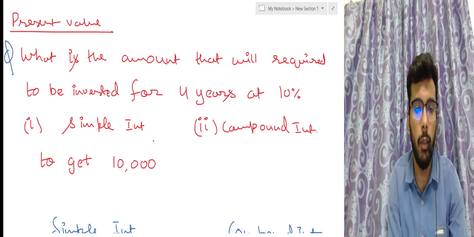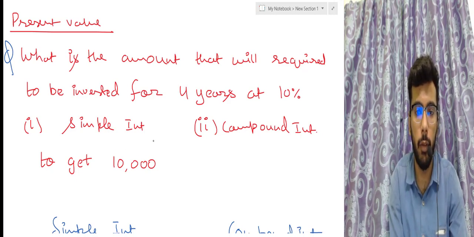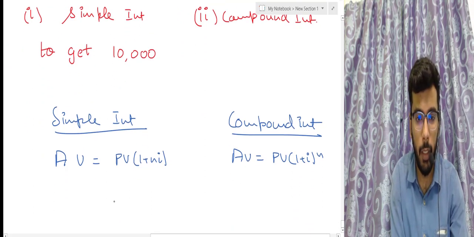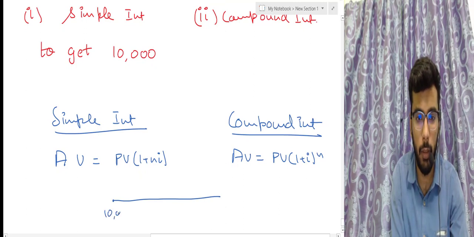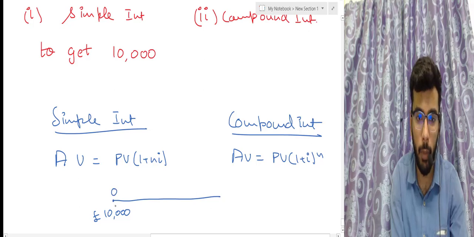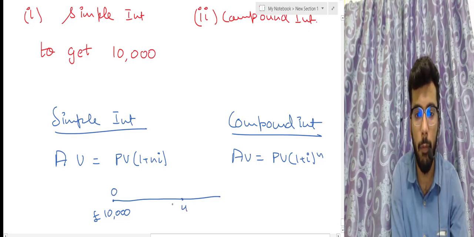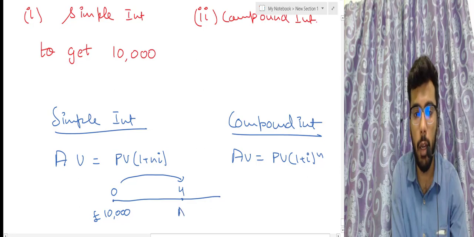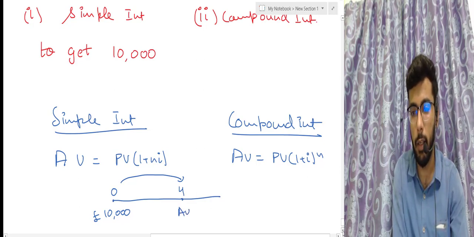Now, what is present value? Let's discuss the idea first. We have already discussed that accumulated value is the value in the future. So if you have, let's say, 10,000 pounds right now, at time 0, what will be the value of this at time 4? Right now is always time 0. If I invest this for 4 years at a given interest rate, what is its value? This is your accumulated value.